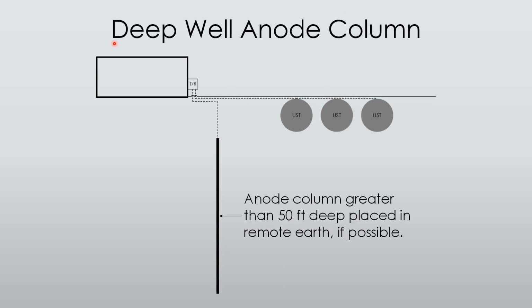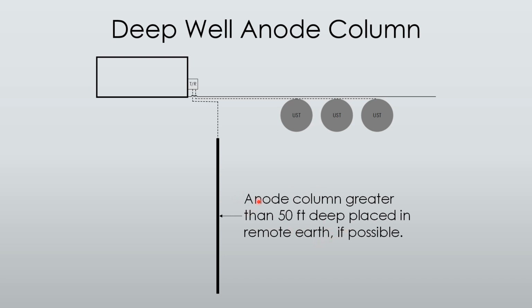So if we have semi-deep well, we have deep well columns. These ones are placed 50 feet or greater in the soil. These can be several hundred feet deep. These are typically for wells for oil and gas.